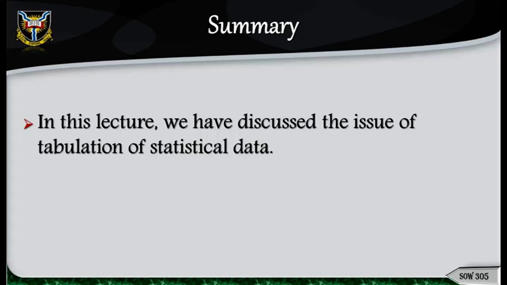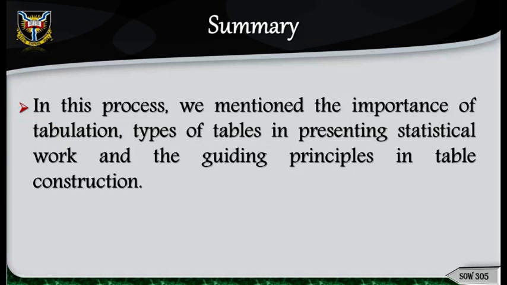Summary. In this lecture, we have discussed the issue of tabulation of statistical data. In this process, we mentioned the importance of tabulation, types of tables in presenting statistical work, and the guiding principles in table construction. To make statistical tables meaningful, the major characteristics were discussed, and we also briefly examined the advantages of presenting statistical data in a tabular form.